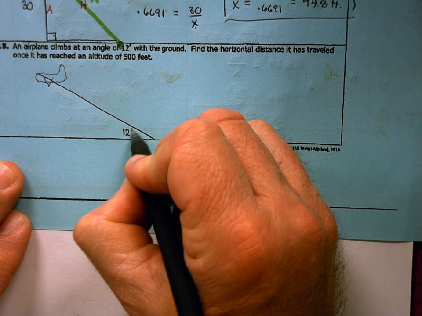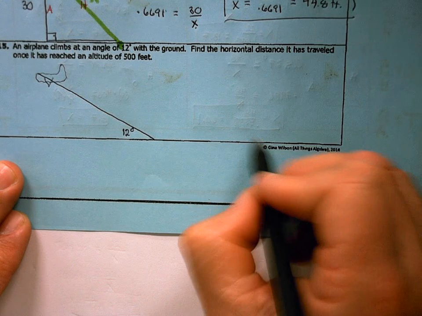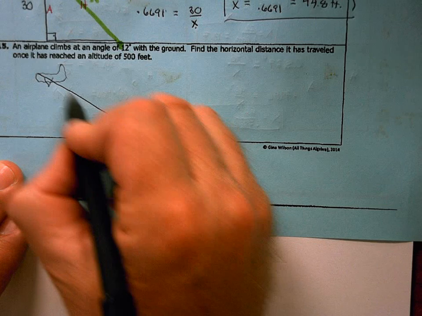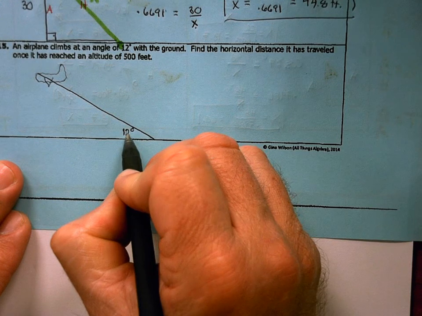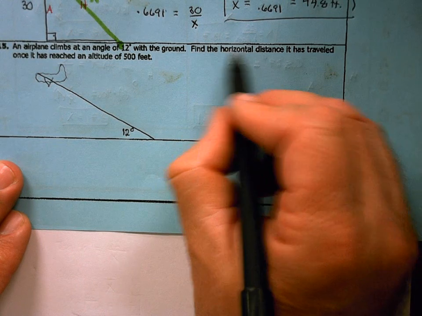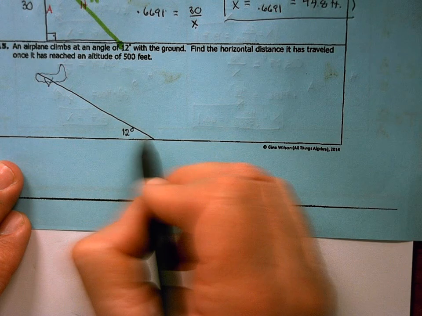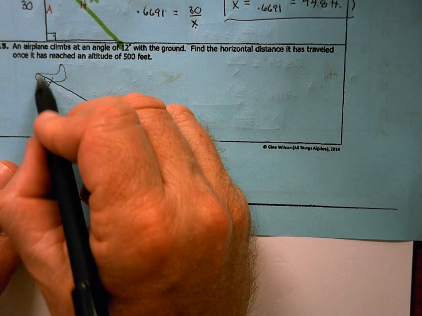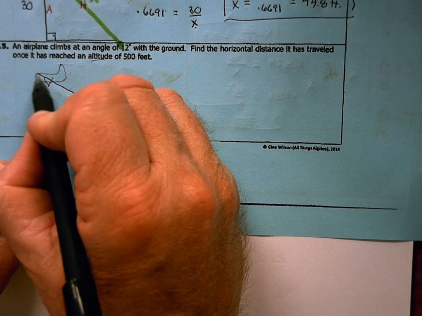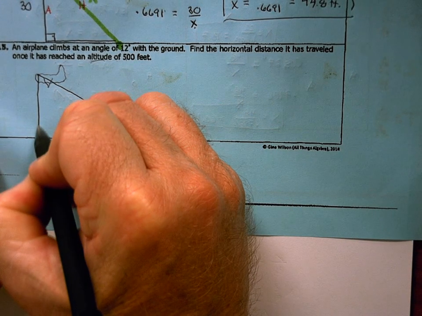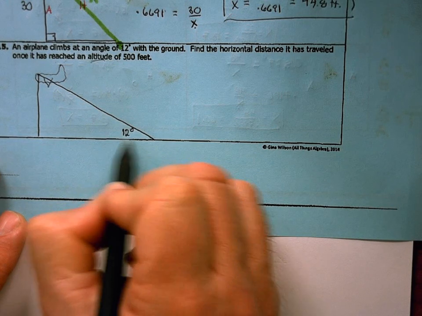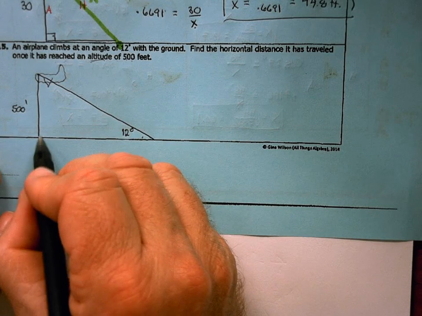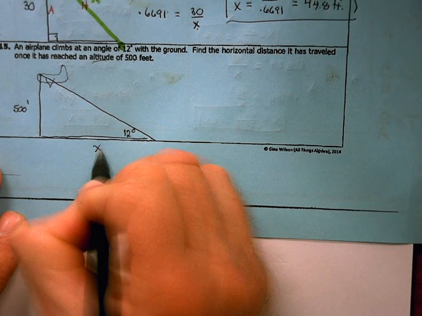So picture the airplane taking off right here. It gets airborne, and it's going up, up, up, and it went up at a 12-degree angle. That's what it's saying. Okay, we want to find the horizontal distance. Horizontal is this way. It has traveled once it reaches an altitude of 500 feet. So we need to draw a line that represents the altitude. The altitude is how high the airplane is up from the ground. This line is my ground here. So that's 500 feet right there. Okay, and we want to find the horizontal distance. So we want to find x. That's the horizontal distance right there.